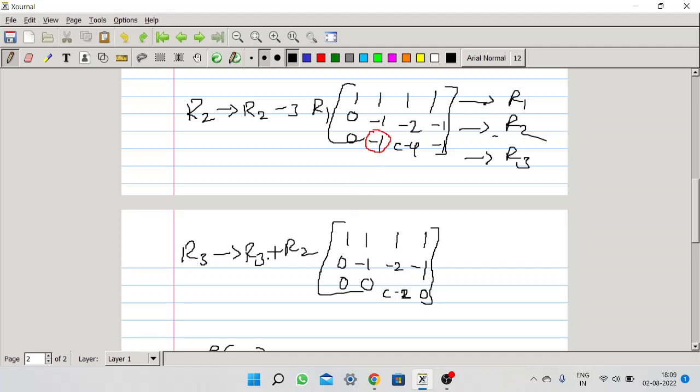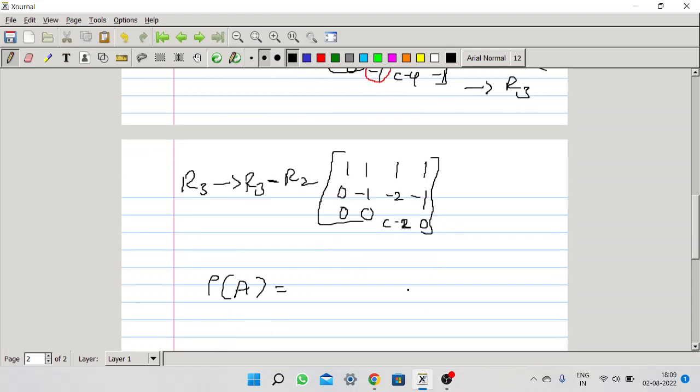Sorry. This is R3 minus R2. Okay. Yes, you are right. We are just subtracting the rows. So this becomes 0. C minus 4 plus 2C. Yes, now it is correct.